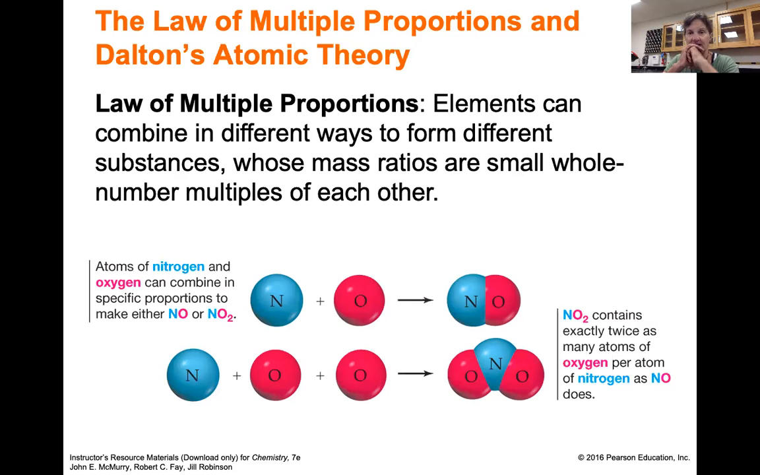This is just showing that in a visual. Like I said, nitrogen monoxide is 1 nitrogen atom combining with 1 oxygen atom to make nitrogen monoxide as a covalently bonded molecule. And if you make nitrogen dioxide, you have twice as much oxygen. Also, each of those together, 3 of them make 1 molecule of nitrogen dioxide.